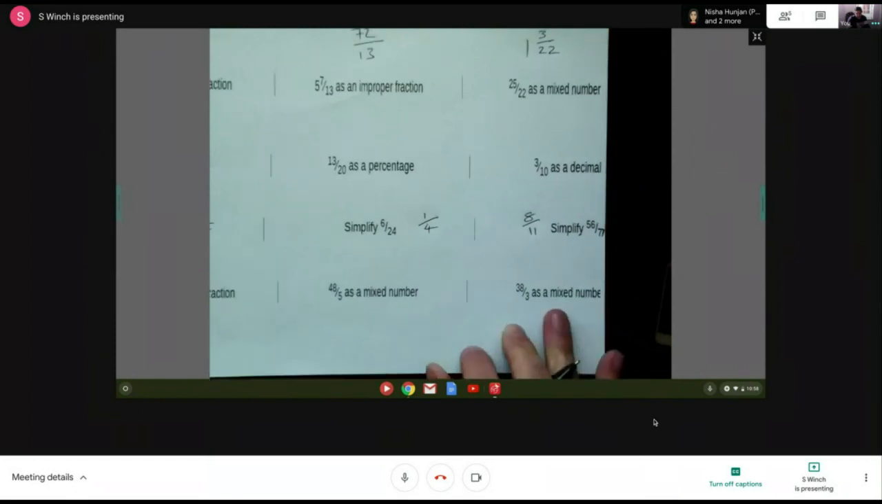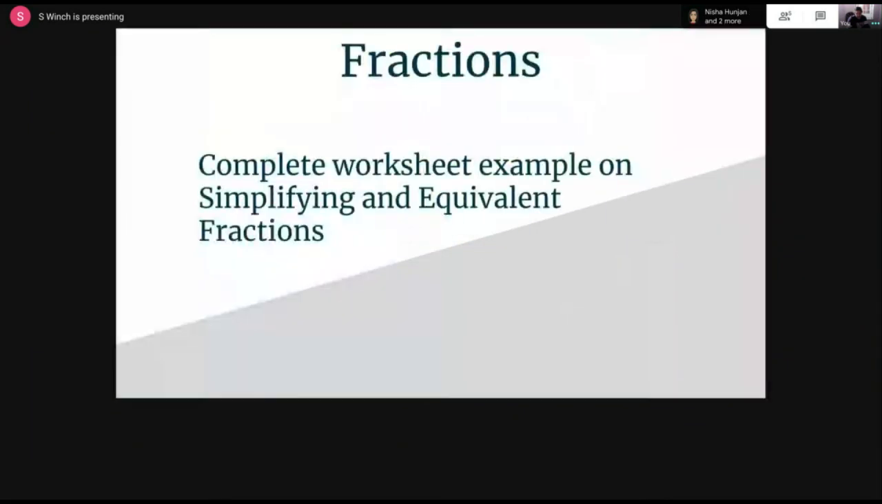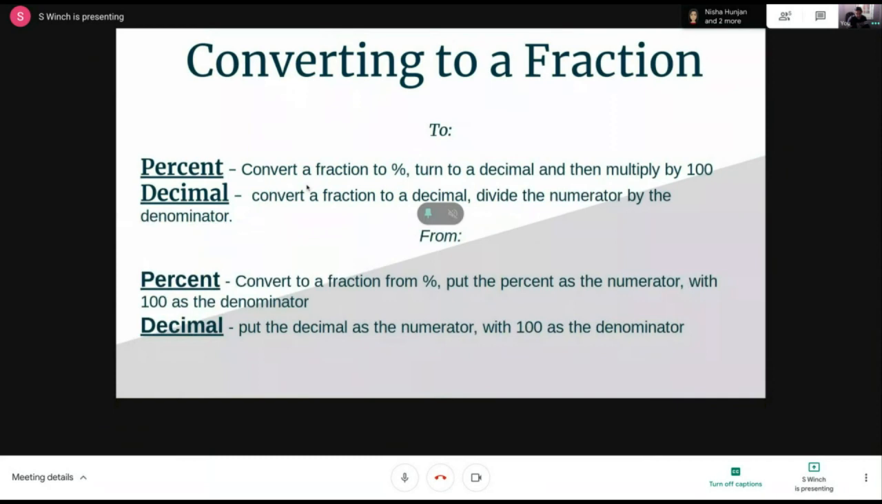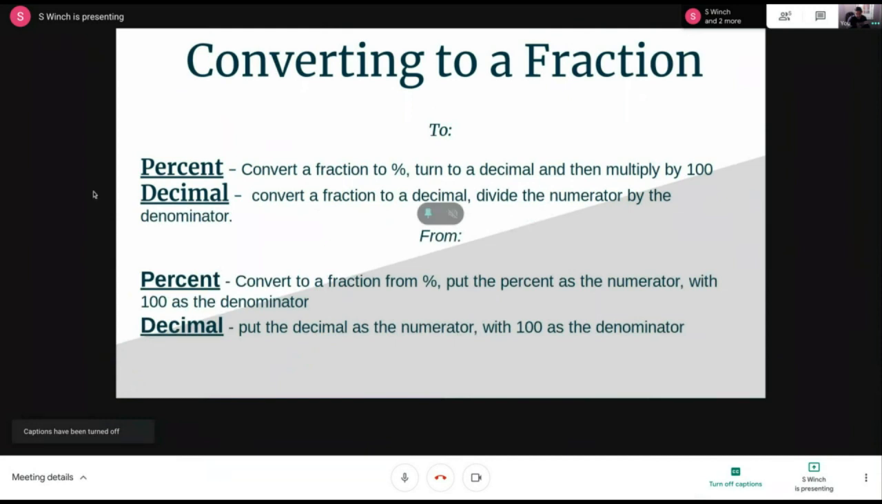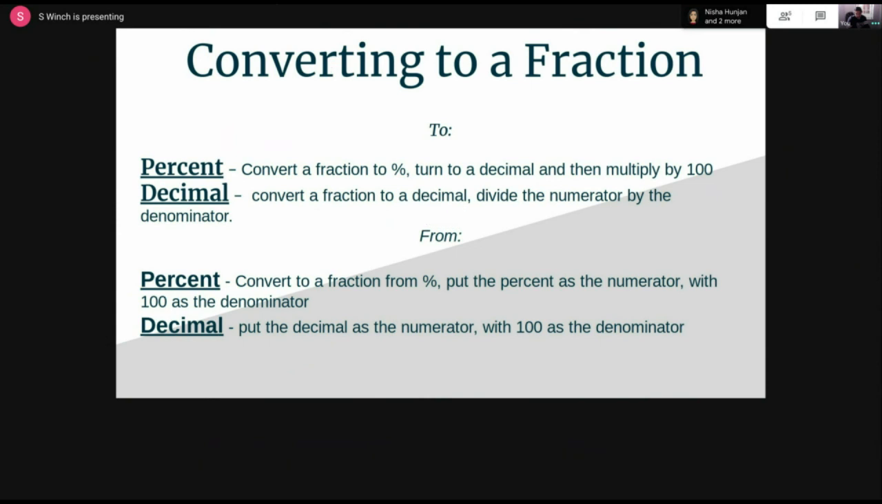Okay, brilliant. Let's go back to my PowerPoint, and we're moving on rapidly to converting fractions, to a fraction and from a fraction. The first one, if we're looking to convert a fraction into a percentage, all we have to do is turn the fraction to a decimal and then multiply by 100. So this is where your calculator can come in really handy.